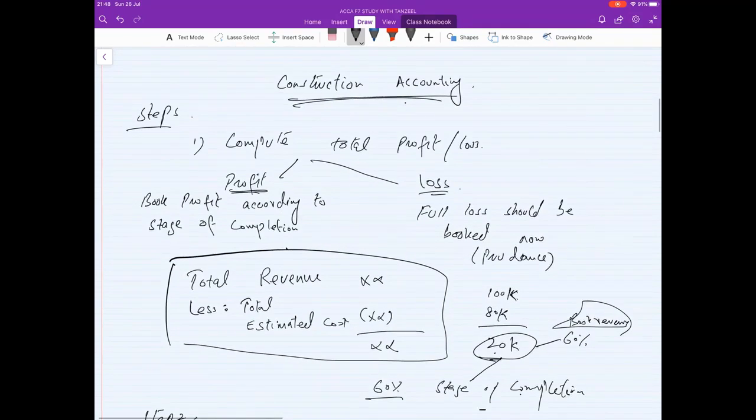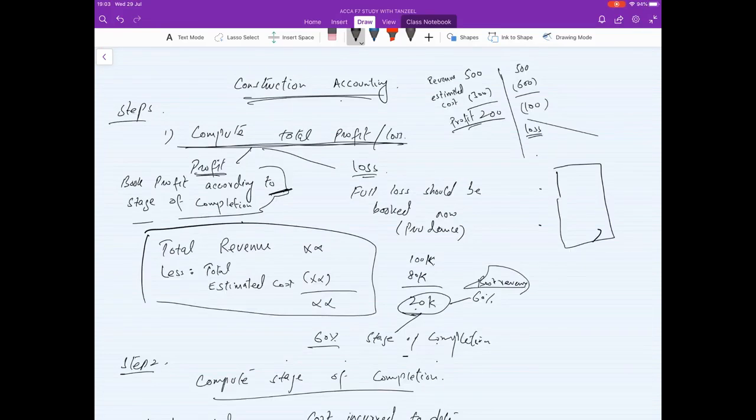Now we will study the most important thing, construction accounting. It has 4 stages. First is compute the total profit. Okay, let's start construction accounting now. In revenue, if you're building on a land, if you're constructing a building on the land, then it is going to be in stages. Suppose you will have to build level 1 first, and then you're going to build on top level 2, and then you're going to construct level 3.